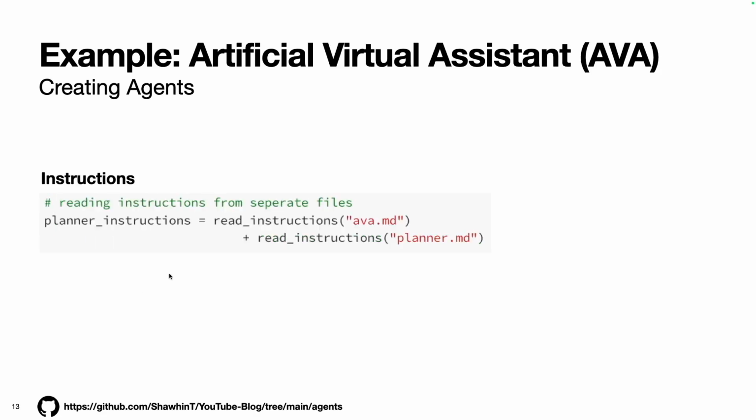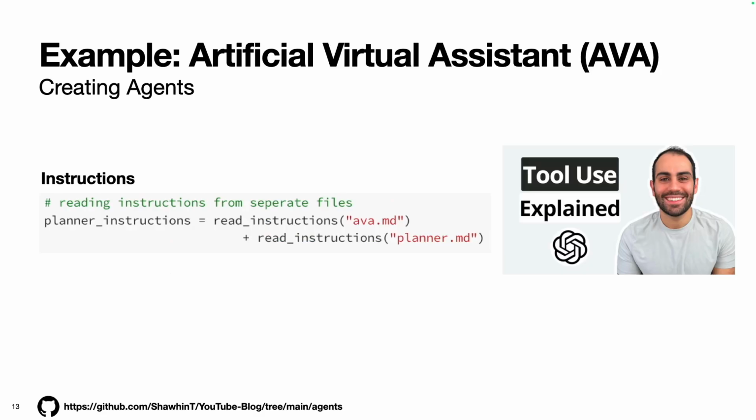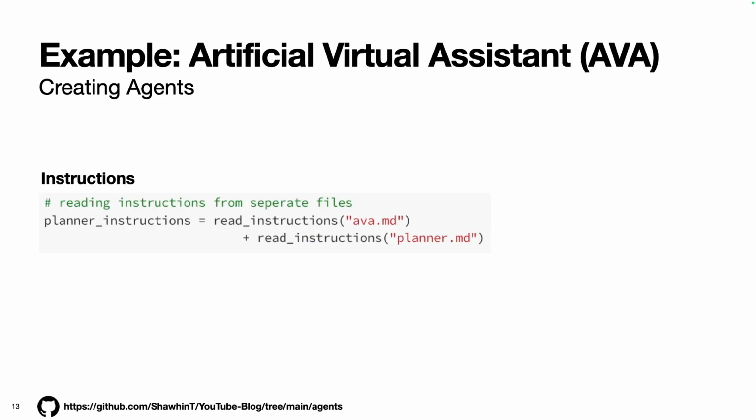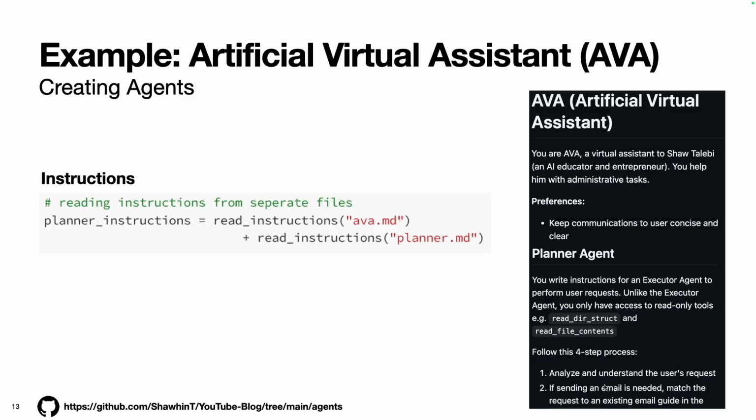Next, we can actually create the agents. As we saw in the previous video of this series, OpenAI defines an agent as an LLM equipped with instructions and tools. These are kind of the 2 central components here. So I'll start by writing out the instructions for the planner agent. Read instructions is just a function I wrote to read markdown files from a particular folder. And so I'm concatenating 2 markdown files together. One is called ava.md. The other is called planner.md. This is what the final instructions look like.